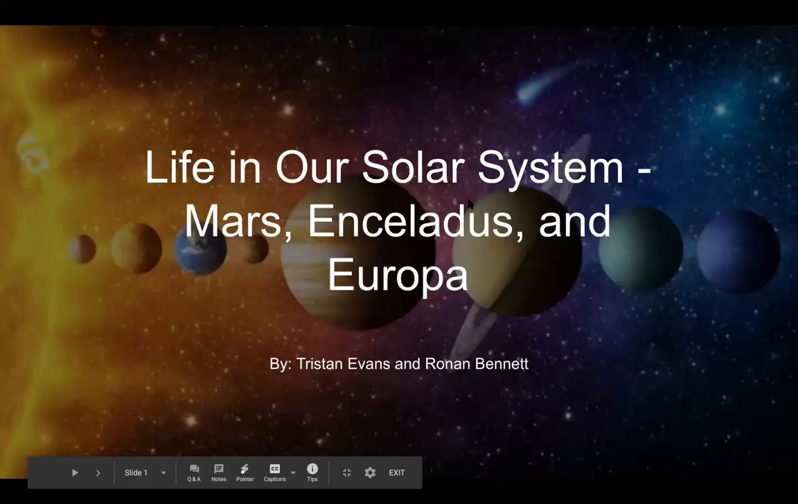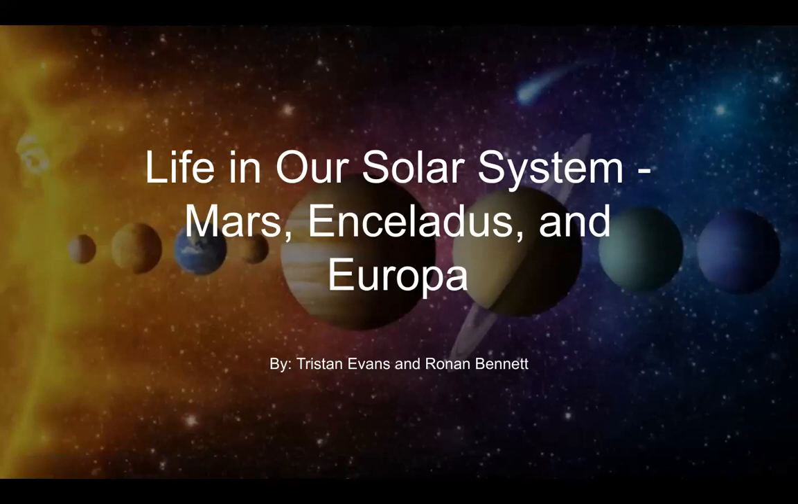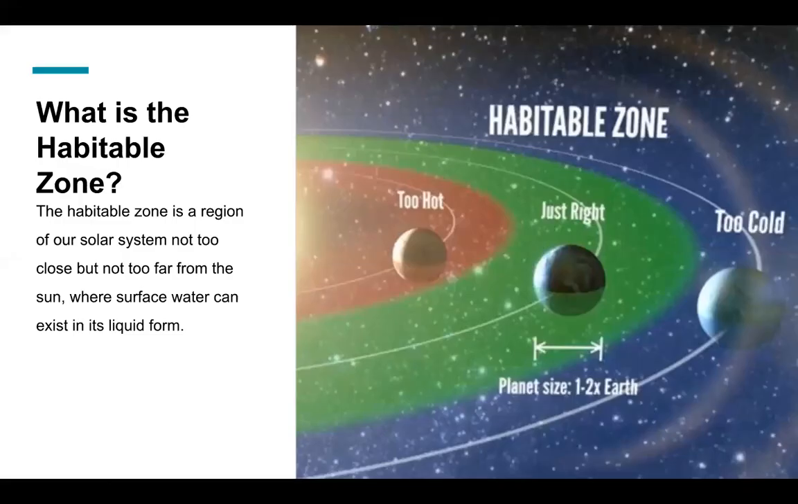Okay, so our project was on life in our solar system: Mars, Enceladus, and Europa, by Tristan Evans and Ronan Bennett. Tristan, you feeling ready? Yep. All right, let's do it. All right, so what is the habitable zone? The habitable zone is a region of our solar system, not too close, but not too far from the sun, where surface water can exist in its liquid form. So this is also called the Goldilocks zone.